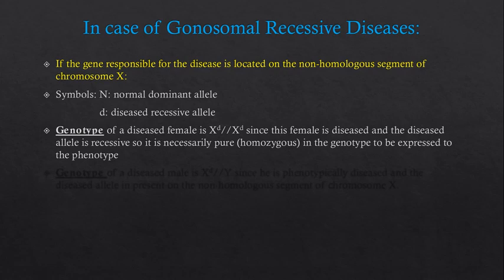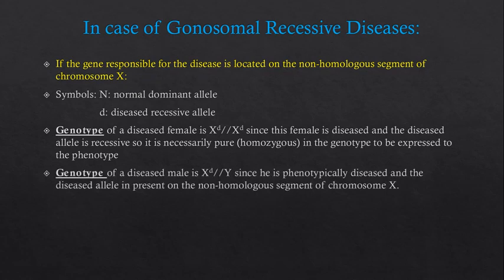So, if we have in a pedigree a diseased female, then the genotype is going to be X small d X small d. Why? What's the justification for such a genotype? We're supposed to say because she is apparently diseased. This is what we noticed from the pedigree. And we have already confirmed that the diseased allele is recessive, so it shall be present in the pure form in the genotype for it to be expressed into the phenotype.